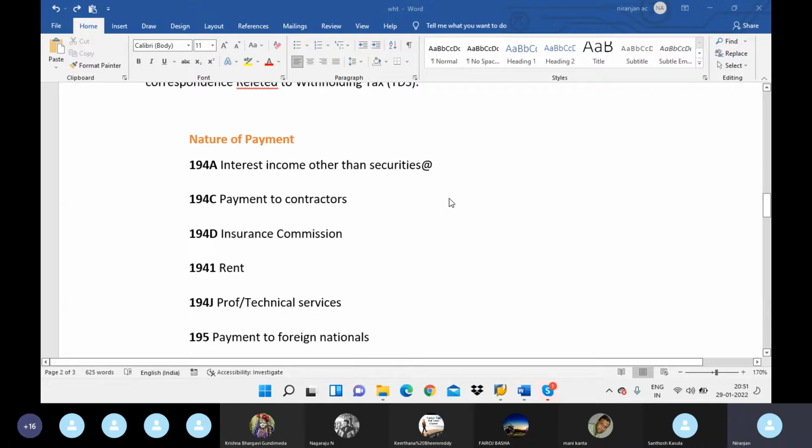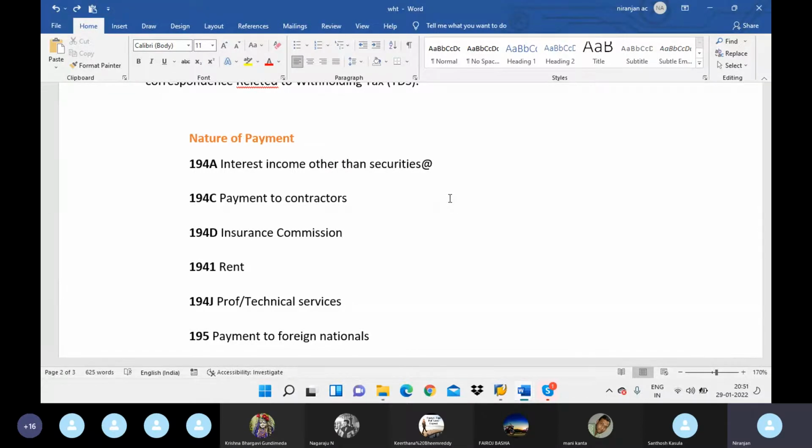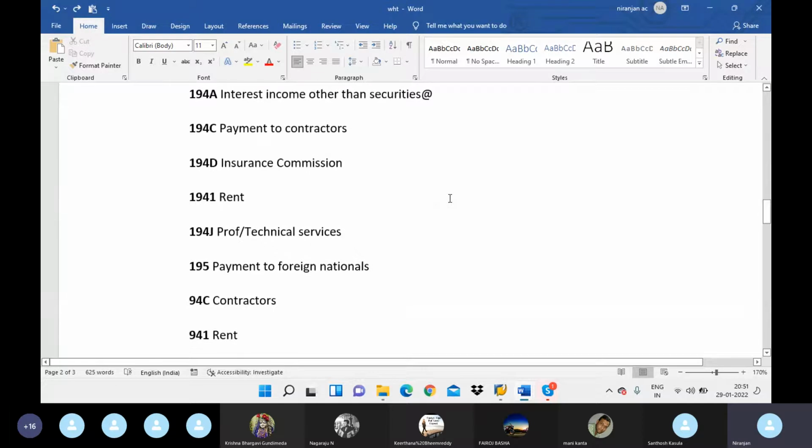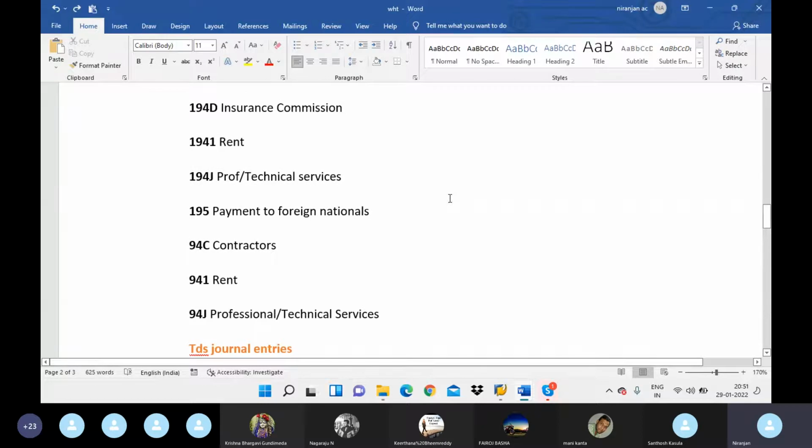We have a number of payment types, such as section 194A: interest income other than securities. For each payment type, we have separate tax codes decided by the government. 194A is for income other than securities, 194C is payment to contractors, 194D is insurance commission, and rent, and 194J is for professional and technical services and payment to contractors, like that.